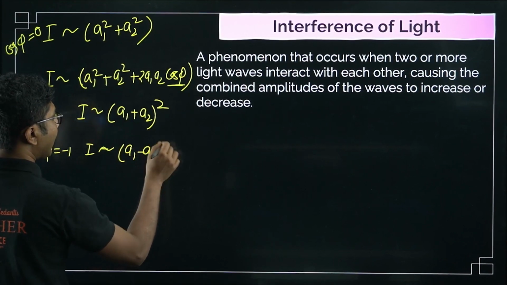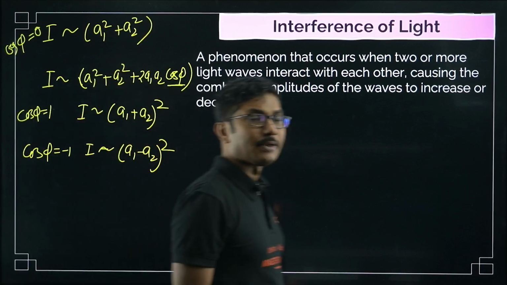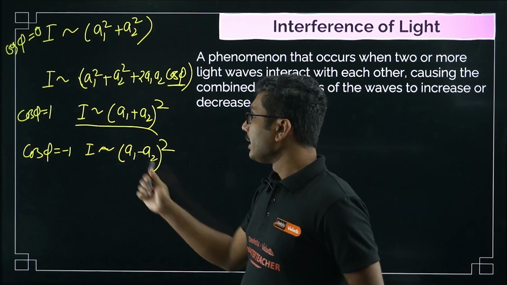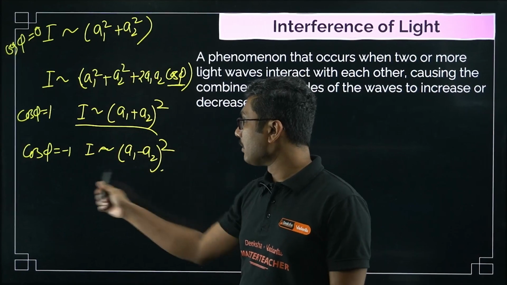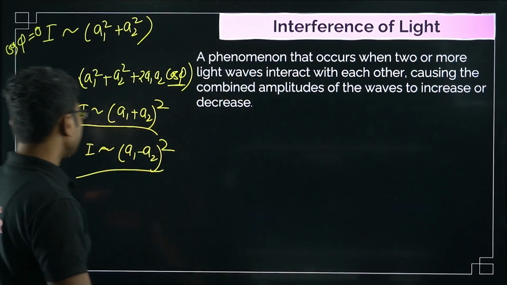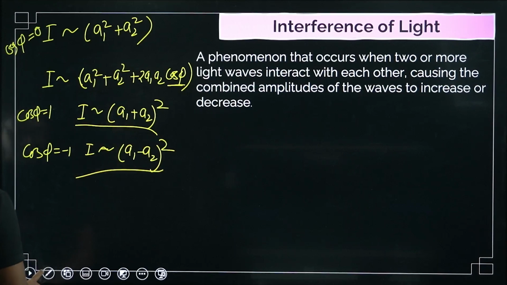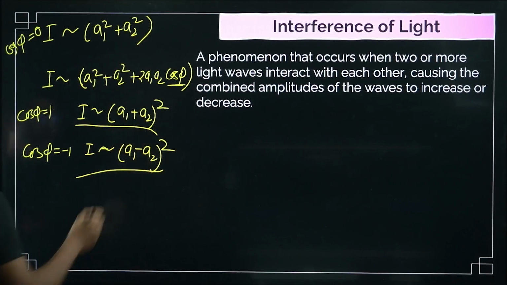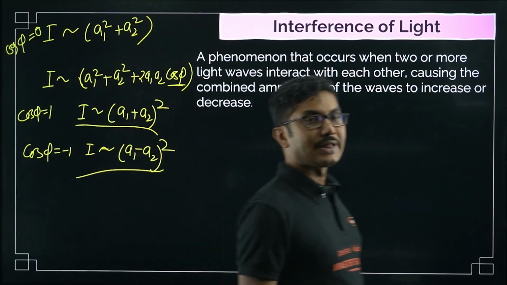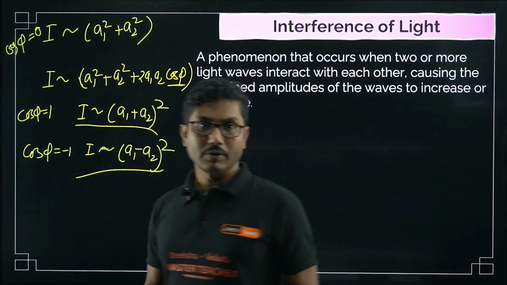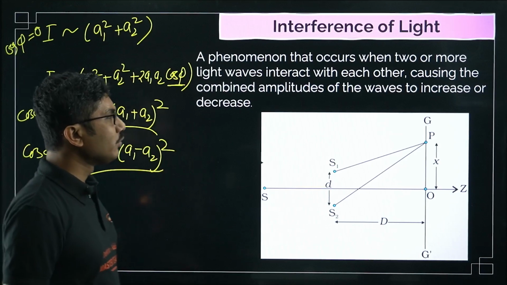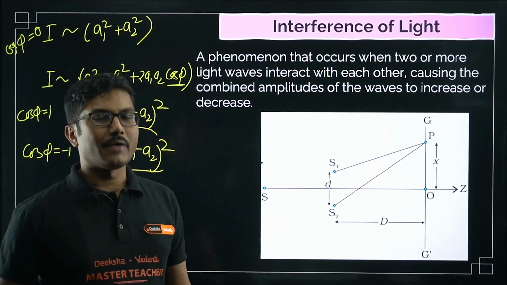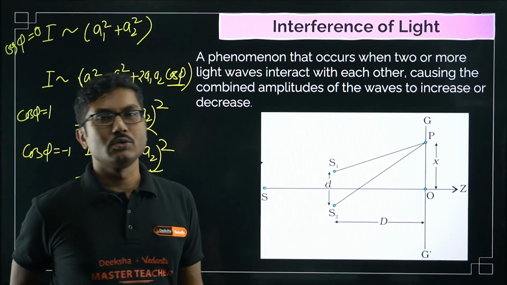Now a1 and a2 may or may not be the same. If a1 and a2 are the same, then the maximum intensity is 4a square, and the minimum intensity will be 0. So this is the minimum intensity and this is the maximum intensity. When two waves interfere, based on the phase difference, we get maximum intensity and minimum intensity. That is called interference. Interference is when two or more sources of light travel together, but for our convenience we will restrict it to two only.